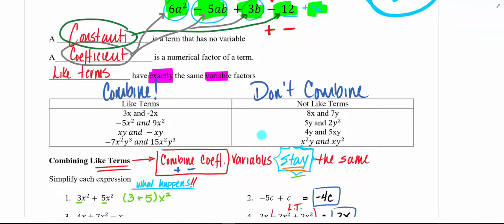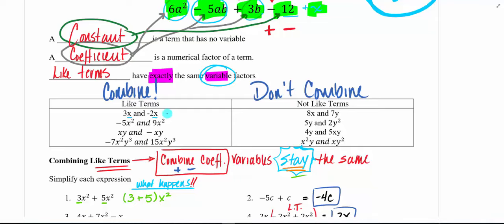Here are some examples of like terms. We've got a 3x and a negative 2x. I agree, the 3 and the negative 2 are not the same, but that's not what we're looking at. We're looking at the variable. And the variable in both of these terms here is x. And since they're the same, we would put those together. We would combine like terms. It's like a rule, or kind of an indicator of something to do. If you see like terms, put them together.